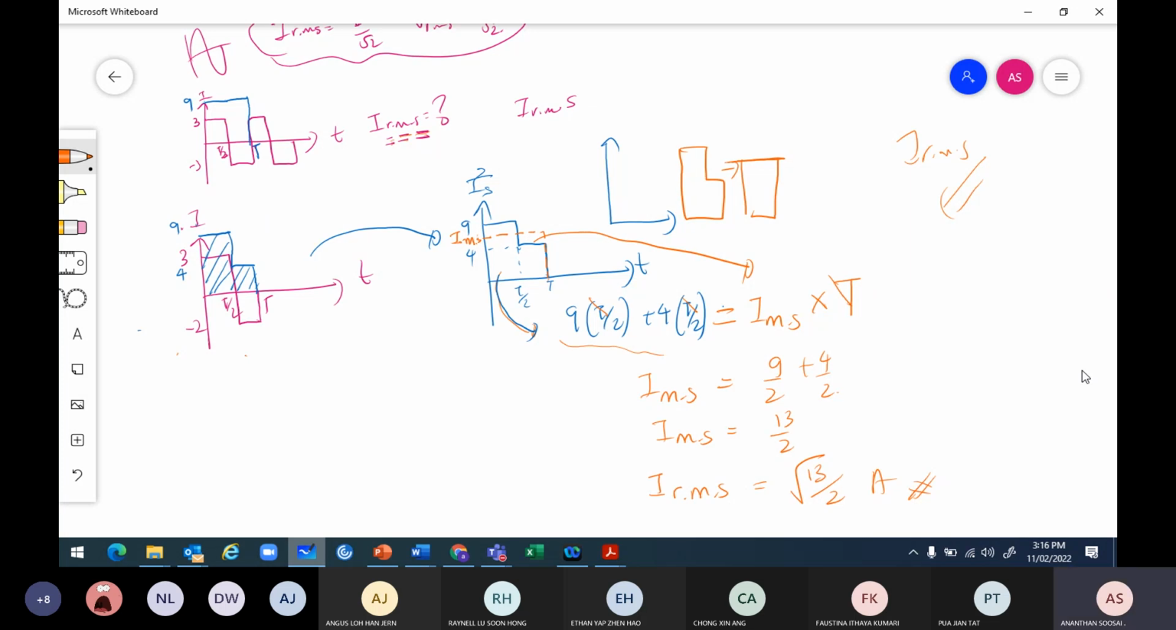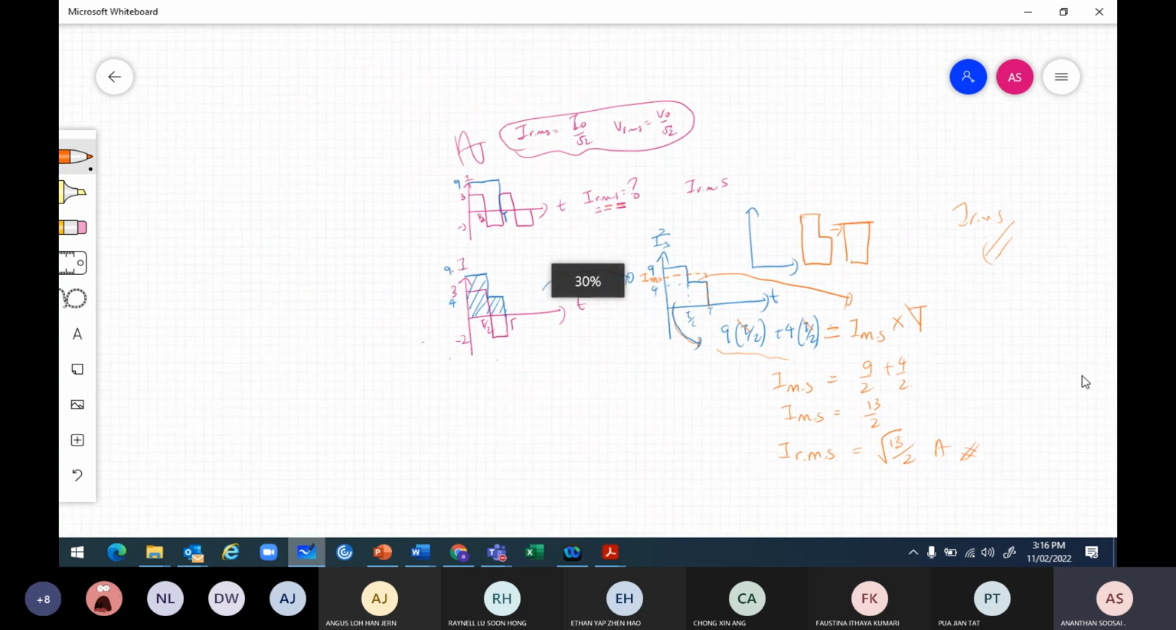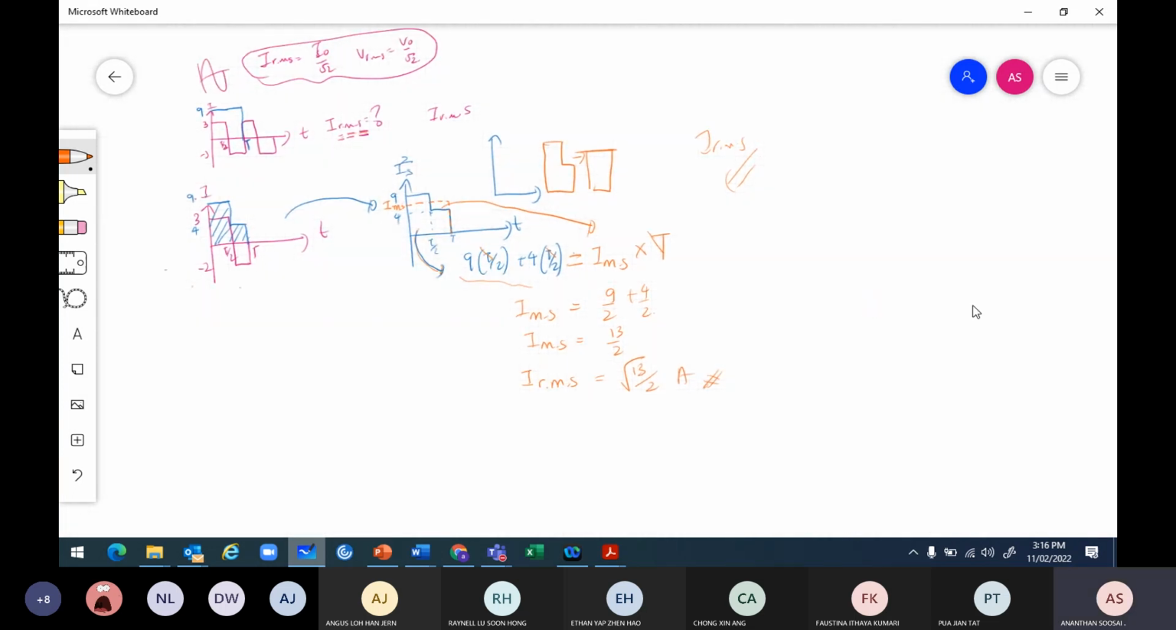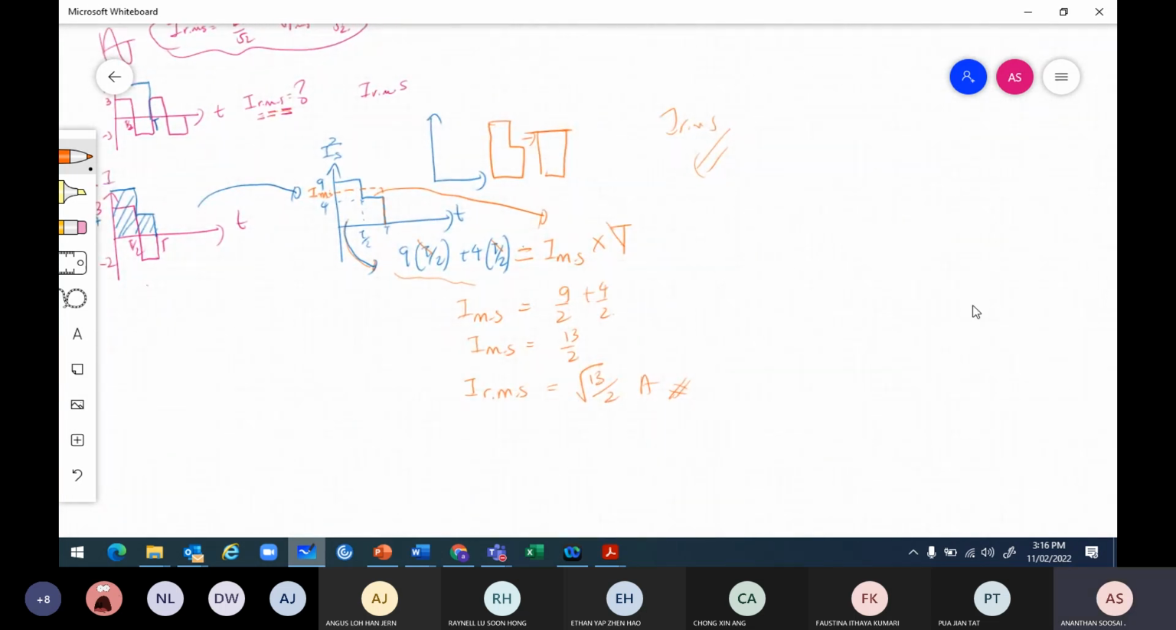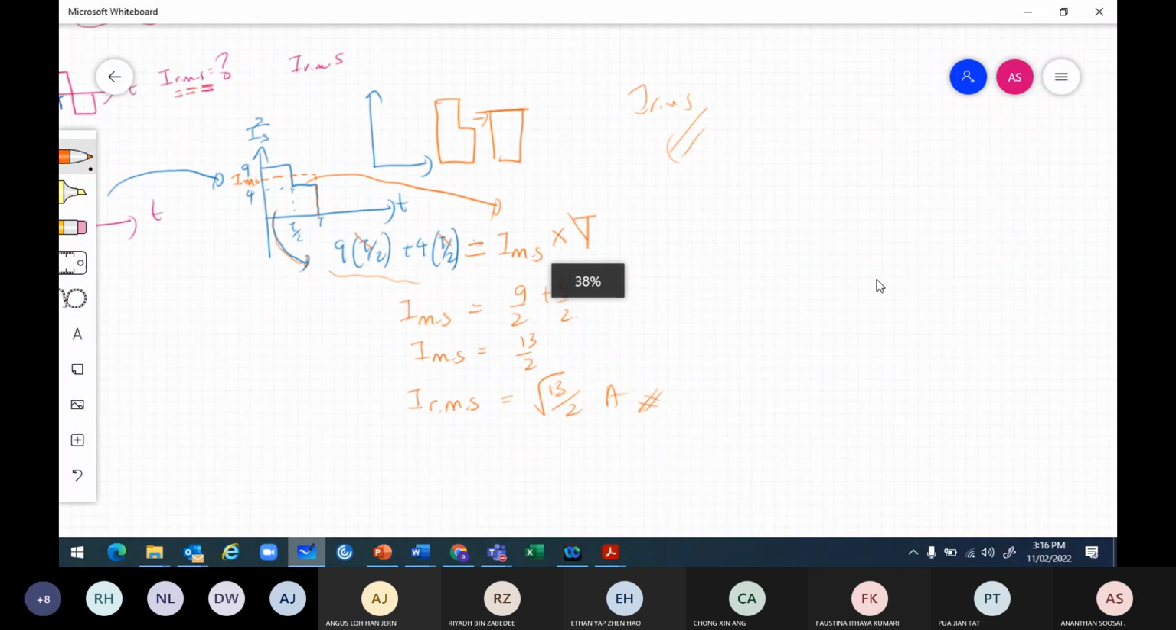I give you another one to find the RMS. Okay, if you absorb the idea, can you try this? Yeah. Why do you times 4 with T over 2?